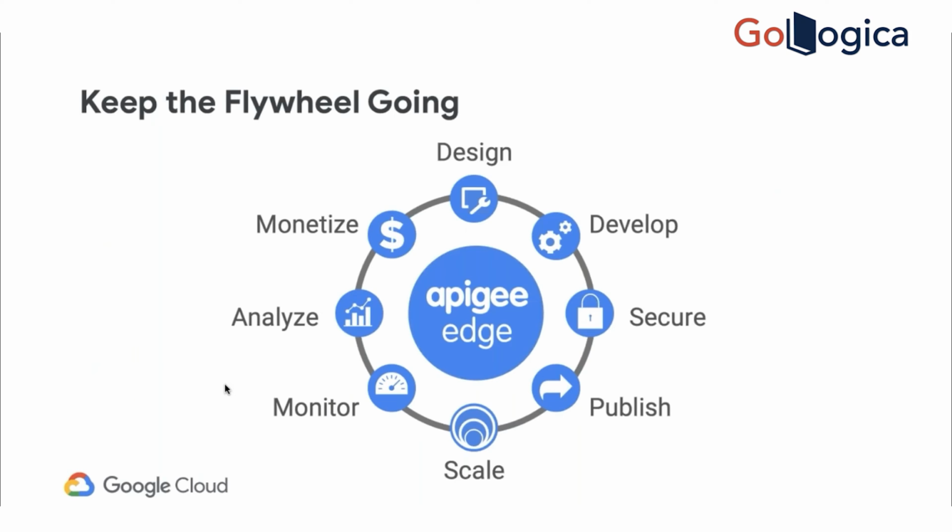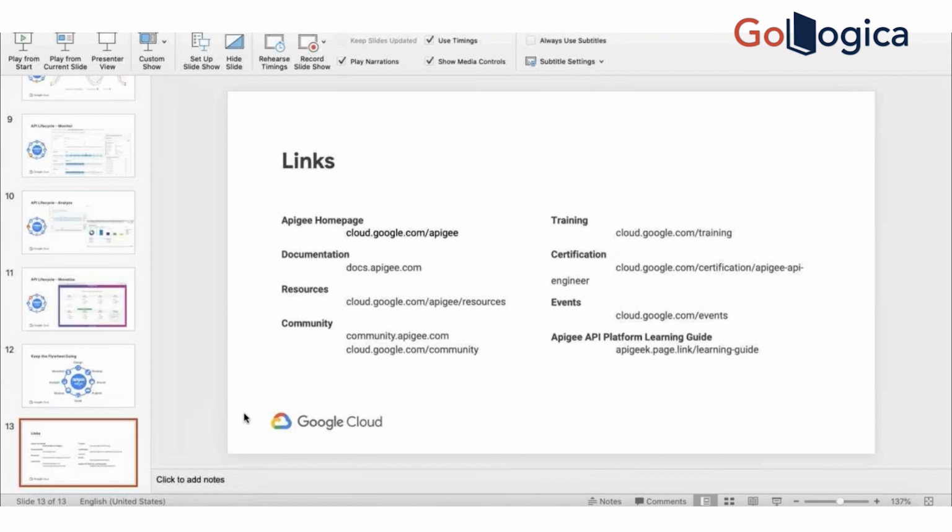So for all these phases of the API lifecycle we saw, we can keep the wheel going. Once we keep designing new APIs, and we build all the way till analyzing, monitoring, and monetizing all of them, we can keep doing that for multiple APIs. Apigee has provisions for all the phases. So in a nutshell, this is what Apigee does, how Apigee manages the API lifecycle.